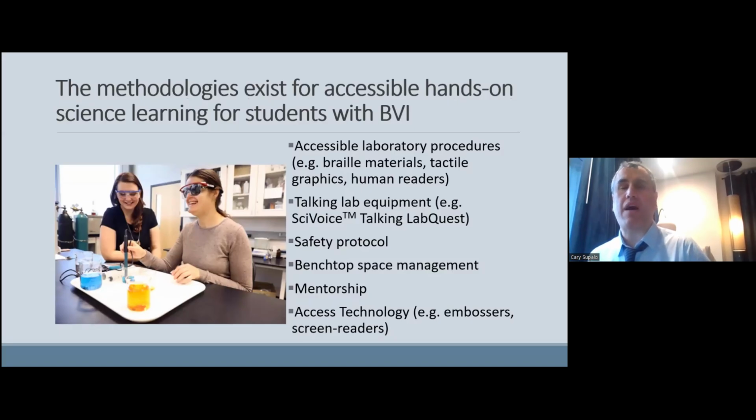to come. So the methodology for accessible hands-on science learning for students with vision impairments does exist. The accessible laboratory procedures are needed. So when I say accessible, reading media is very important for blind people. I use Braille myself, so having access to Braille materials is helpful. Tactile graphics is simply a raised line representation of a graphic that I can feel. And then human reader, I mentioned that here.